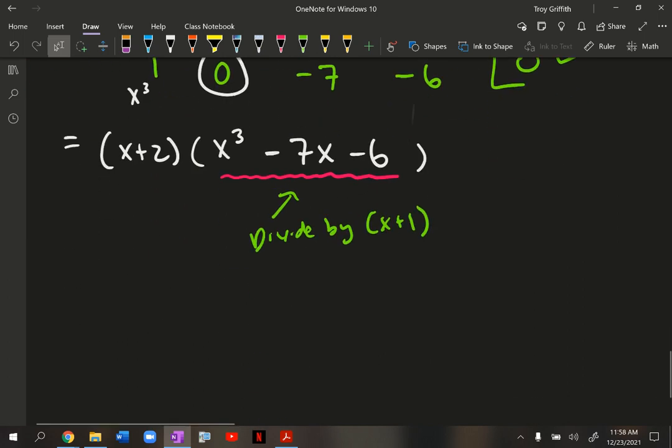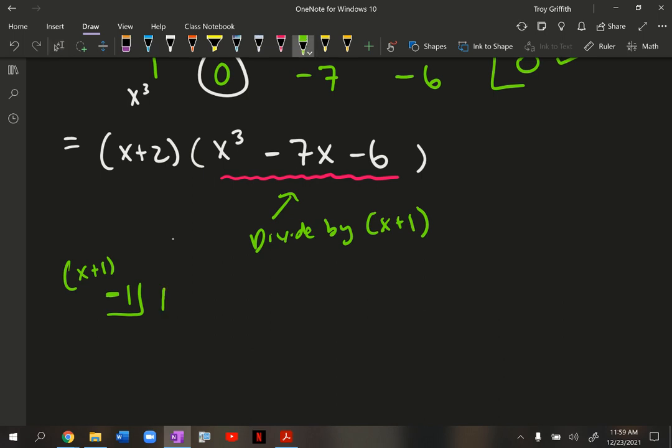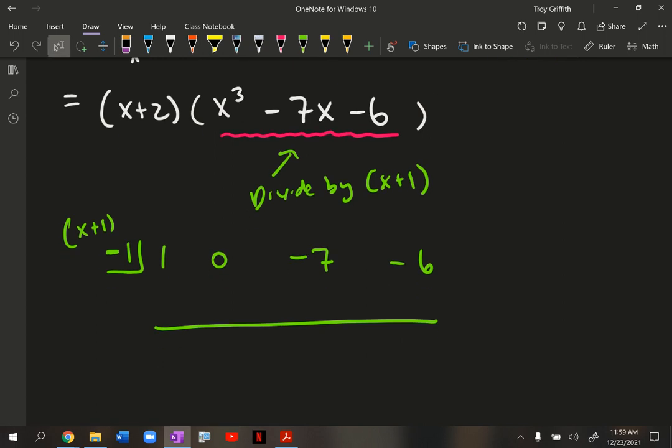So let's take this result and divide that by x plus 1. That means we're going to put a -1 in the box, and I'm just going to put a little note here that means I'm dividing by x plus 1. We're going to put these coefficients across the top. Keep in mind we skipped x squared, so this is going to be 1x cubed, 0x squared, -7x, and -6. Once again, if this is a factor of the original function, we're expecting to get a remainder of 0, so we'll check that out. I'm going to do the synthetic division process here without talking. You can try it on your own or follow along.